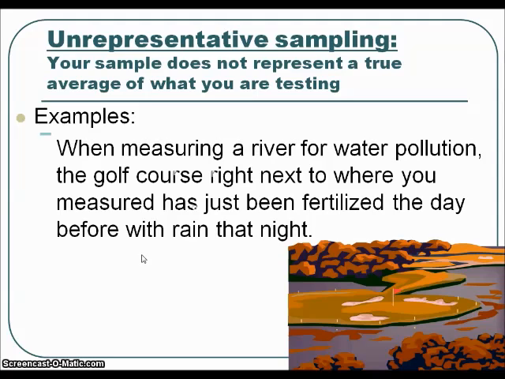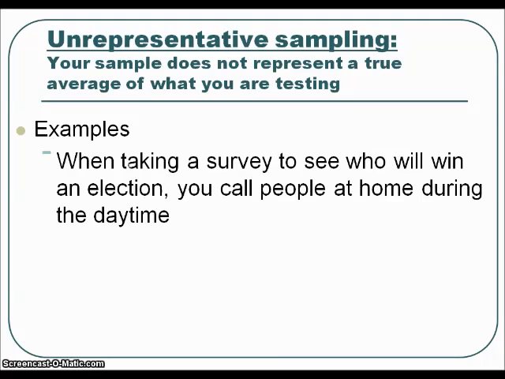Maybe I want to figure out if a river's polluted or not. And so I just go out, I just take a couple samples, but it just so happened that when I took the sample, I took it near a golf course. The golf course just laid down a whole bunch of fertilizer the previous day. It just rained, so a lot of that fertilizer just ran off into the river. So the sample that I'm going to get is going to be really, really high in pollution, and it's not normally that bad. I just happen to have a bad sample time. So that would be an unrepresentative sample.